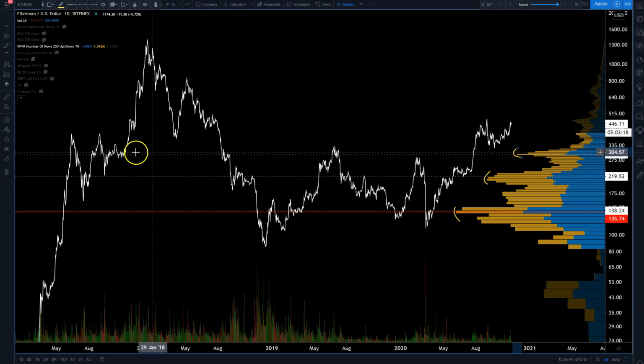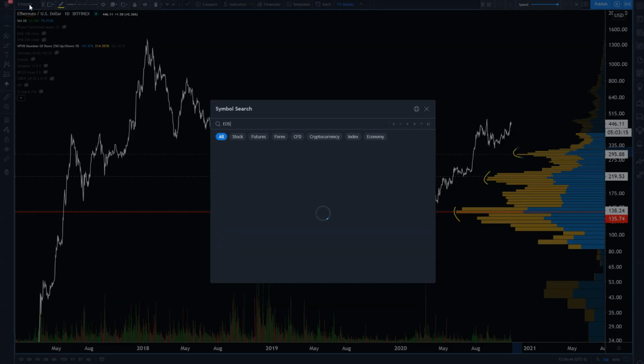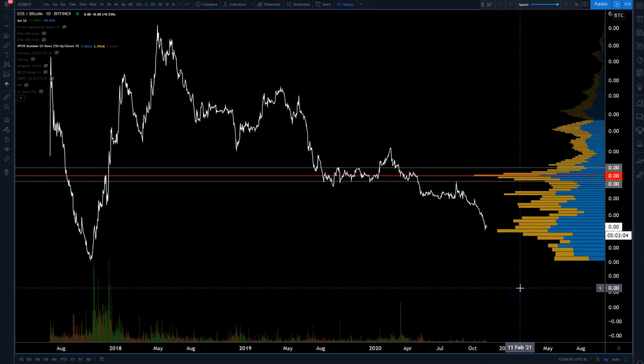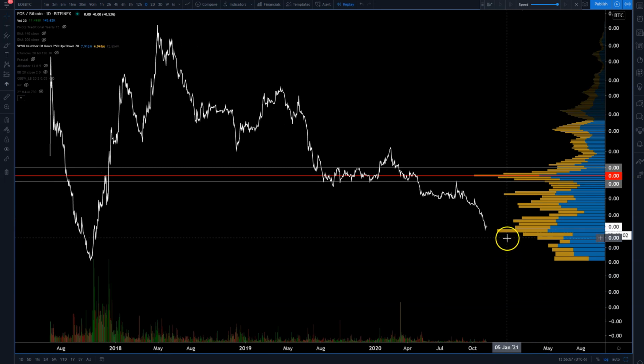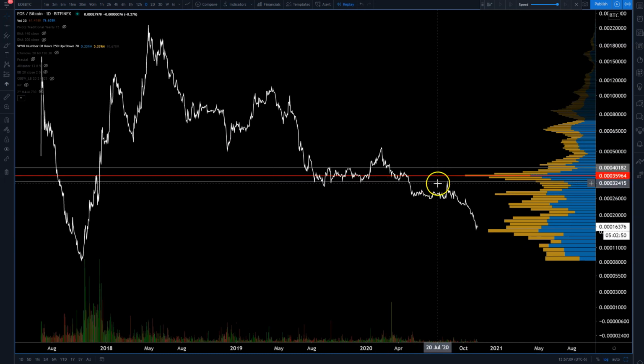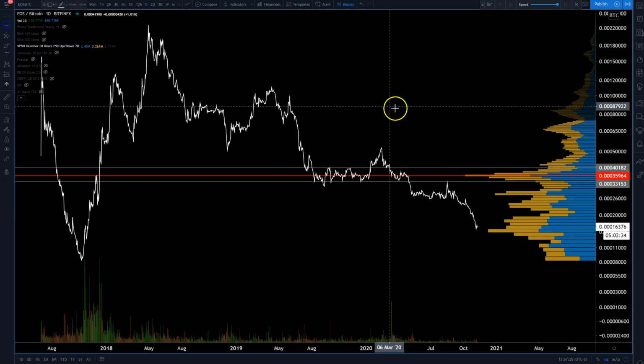Local top, local bottom. If we go to one like EOS BTC, where the VPVR looks quite dire in that it's kind of on its last leg of support here, right? It's so far below, if I change my scale, so far below this consolidation zone that even if this turns the corner, it's going to have to reconsolidate at this level because there's so much volume here. There are so many people that are probably underwater from this level that on the way up, it's going to be a massive challenge. And the same thing with this level here.